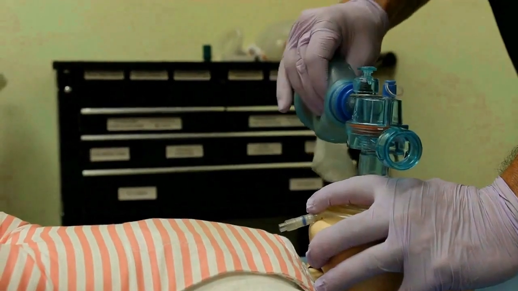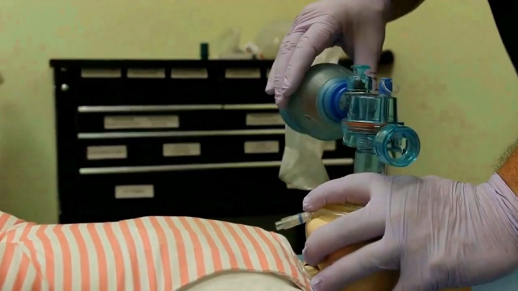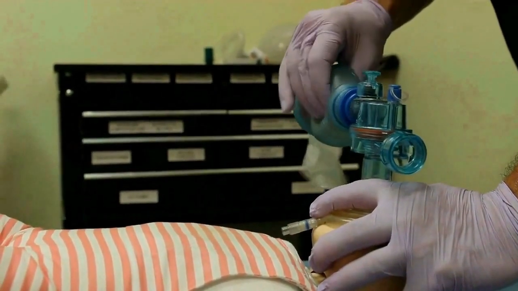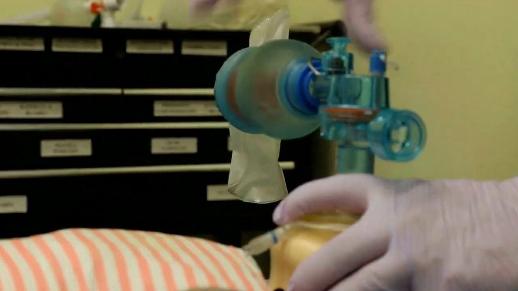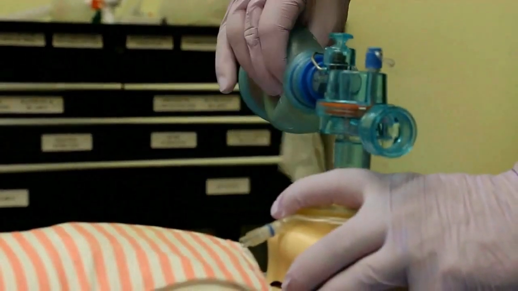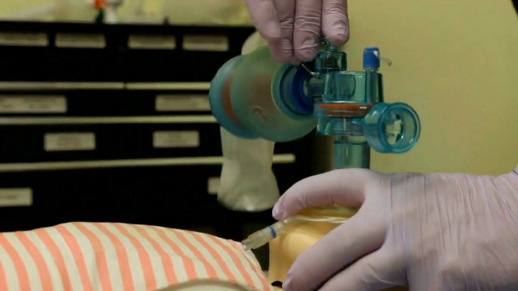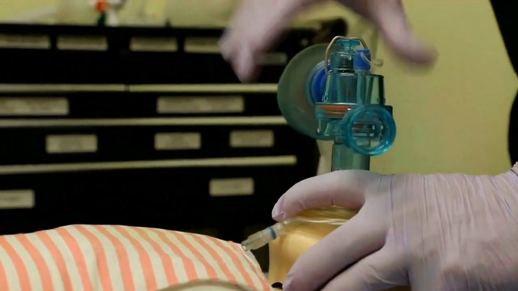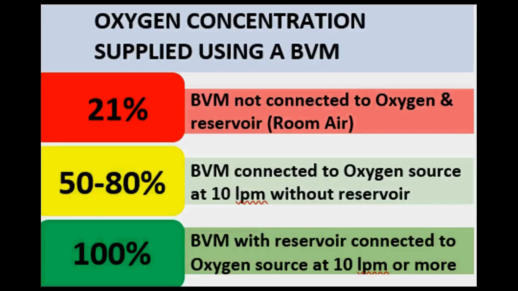Typically, infant BVMs have a pop-off valve that releases air when the pressure exerted exceeds 40 centimeters of water. This is to prevent unintentional overpressurization, which could cause a pneumothorax. The pop-off valve can be overridden if extra pressure is desired, such as in the case of foreign body airway obstruction. Without oxygen attached, the BVM will deliver room air, which contains 21% oxygen.